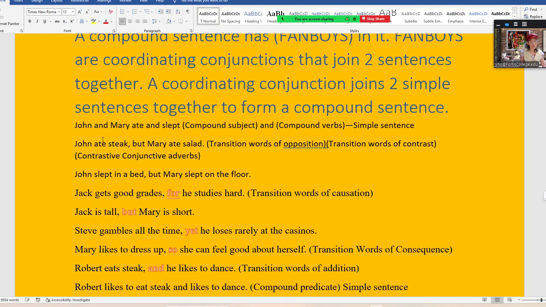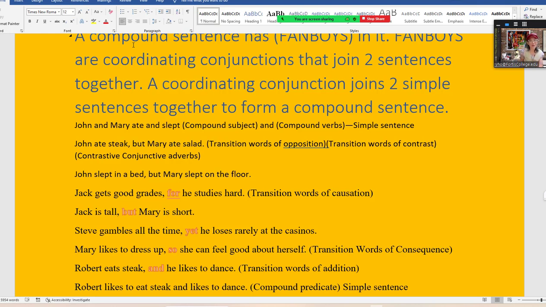So, John and Mary ate and slept. This is not a compound sentence. This is a simple sentence with a compound subject and a compound verb. The word compound simply means two. So when I say compound sentence, I mean two independent clauses.